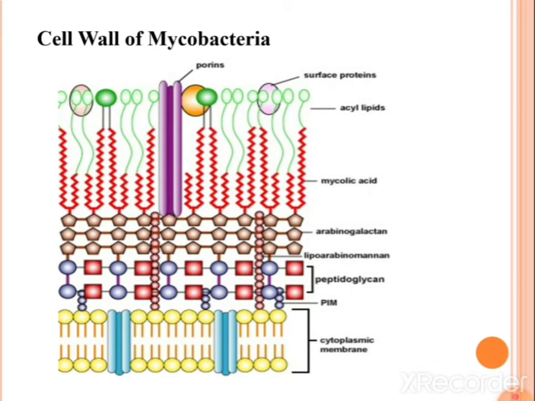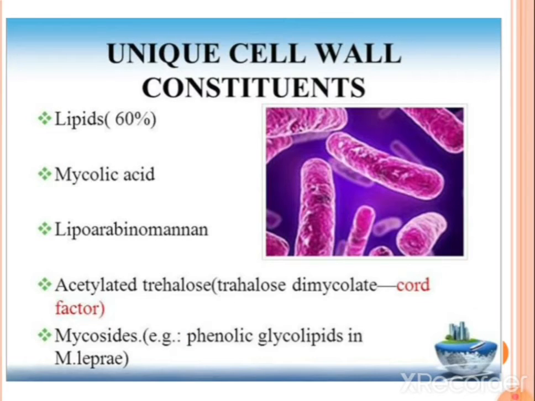This is the basic structure of Mycobacteria, as you have seen in the slide. The porin will be there, then surface protein, acyl lipids, then mycolic acid. The mycolic acid is the major target of these anti-tubercular drugs. Then arabinogalactan, lipoarabinomannan, peptidoglycan, and then PIM, phosphatidylinositol mannosides. These are the basic components, then the cytoplasmic membrane. Among all these structures, the mycolic acid is basically the major target of your anti-tubercular agents. Next we will see the unique cell wall constituents.